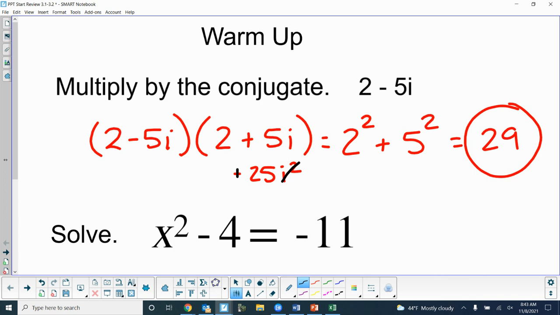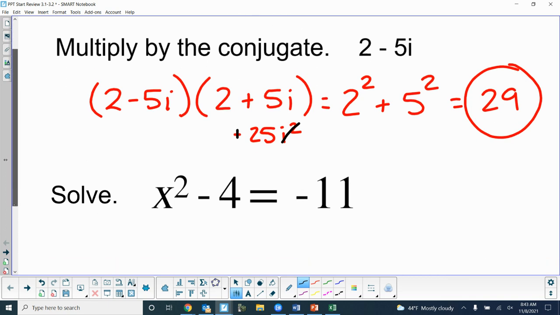So the shortcut for these is just squaring the first term, squaring the second term, not the i part, but the 2 and the 5, and adding. It's always addition. Okay? The way Cindy told us was the shortcut way.